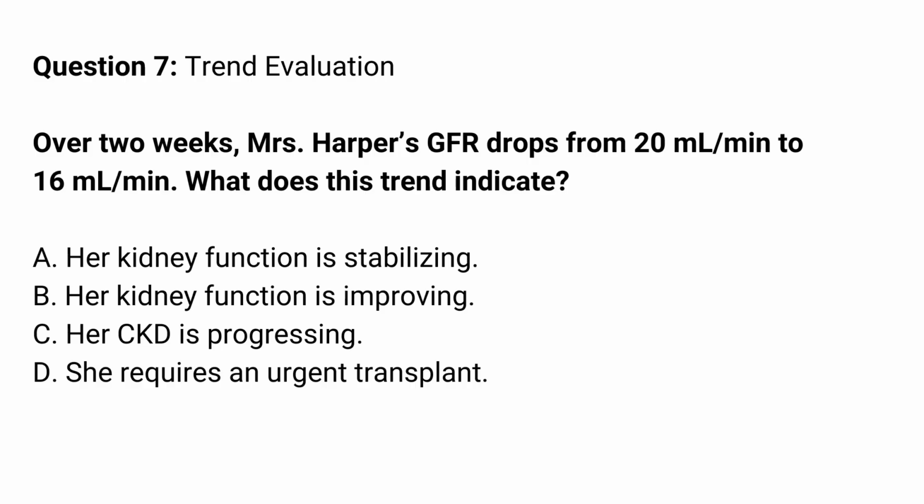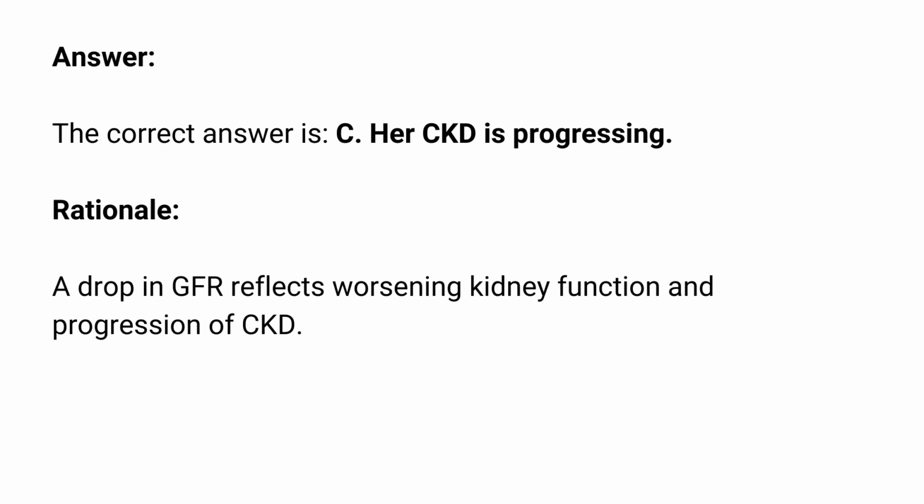Question 7. Trend evaluation. Over 2 weeks, Mrs. Harper's GFR drops from 20 mL per min to 16 mL per min. What does this trend indicate? A. Her kidney function is stabilizing. B. Her kidney function is improving. C. Her CKD is progressing. D. She requires an urgent transplant. Answer. The correct answer is C. Her CKD is progressing. Rationale: a drop in GFR reflects worsening kidney function and progression of CKD.